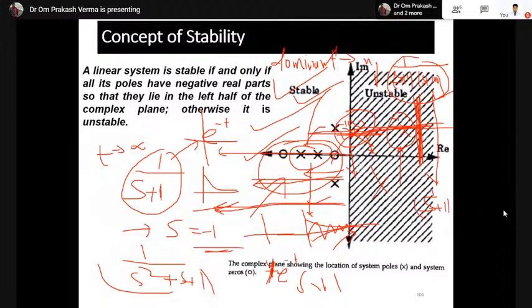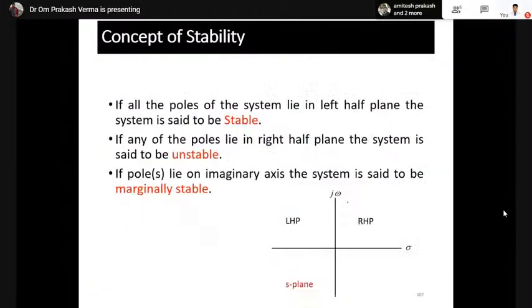It is very important to know this. If all the poles of the system lie in the left half plane, the system is said to be stable. If any of the poles lie in the right half plane, the system is unstable. And if the poles are lying on the imaginary axis, the system is said to be marginally stable. It is not totally correct. I have taken it from some book, but it is not totally correct.